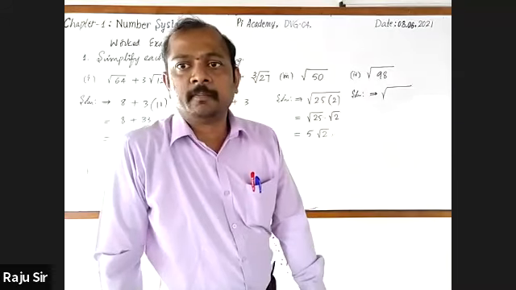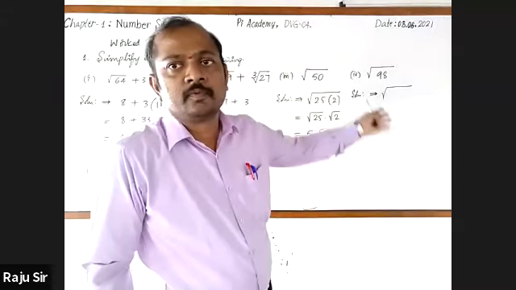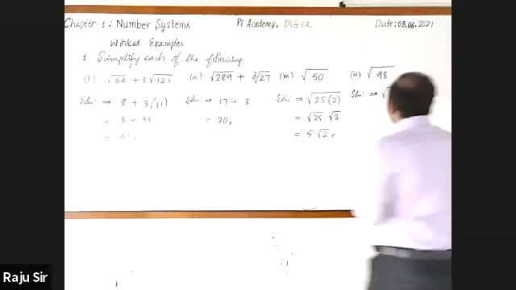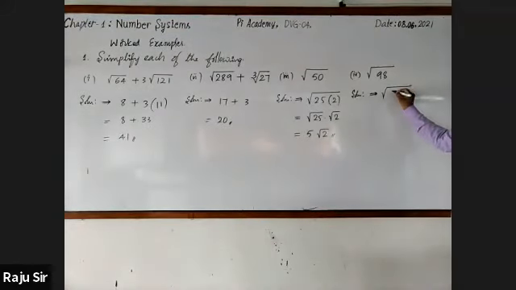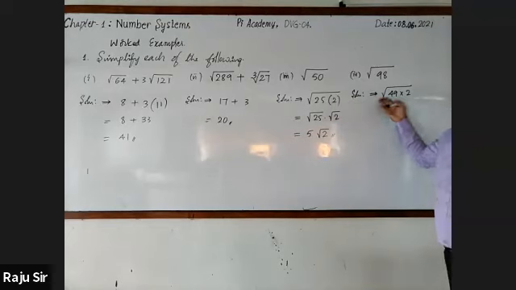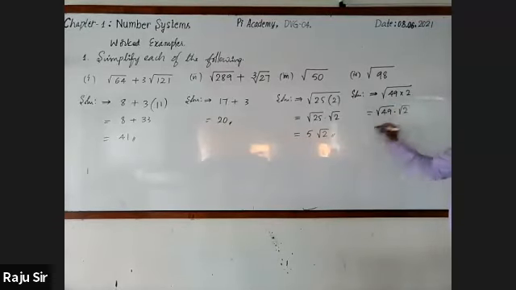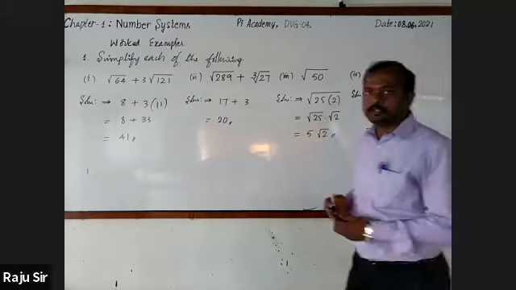Sir, root 49 into root 2. Very good. 98 now. 49 twos are 98. 49 twos are 98, so 49 into 2, and another way, inside the brackets you may write 2. Now this can be written as square root of 49 into square root of 2. Square root of 49 is 7 into root 2 as it is.